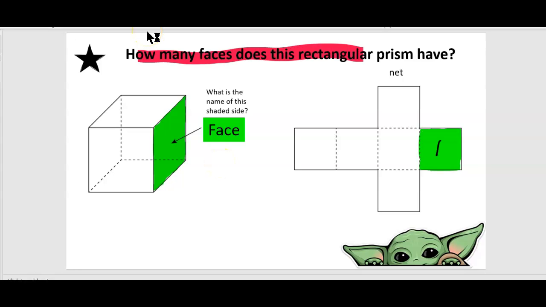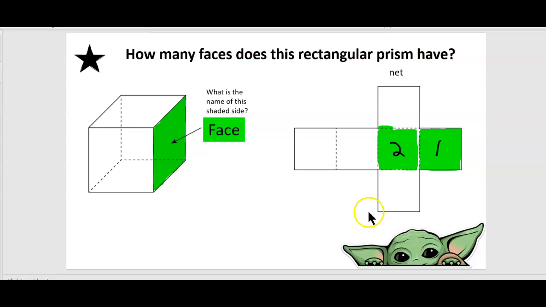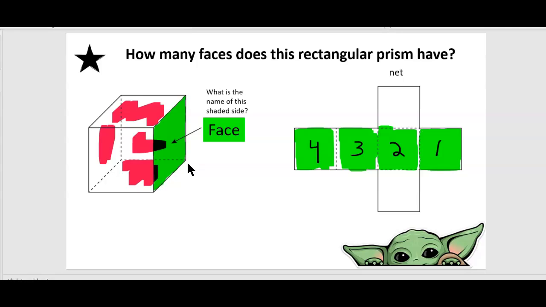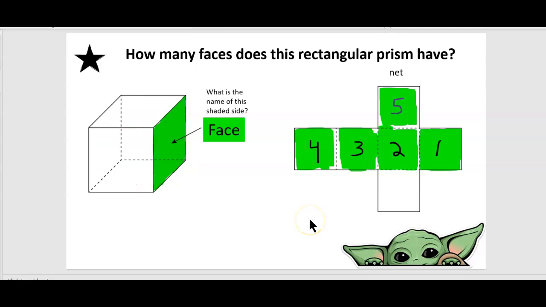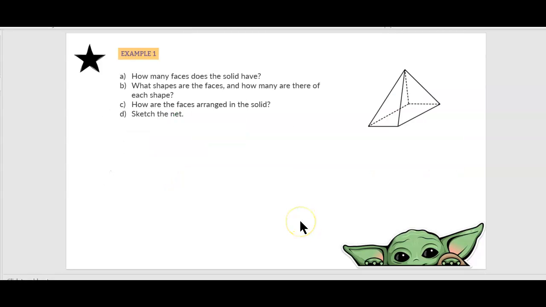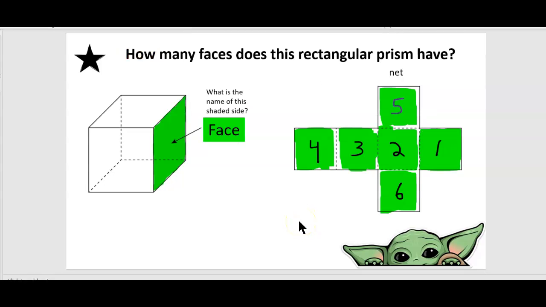How many faces does this rectangular prism have? There's 1, 2, 3, 4. And to correspond with these, I should be highlighting the different faces over here, but I didn't do that. But if you did, like 6 sides of a dice cube, 5, 6 sides. Okay, so that has 6 sides.